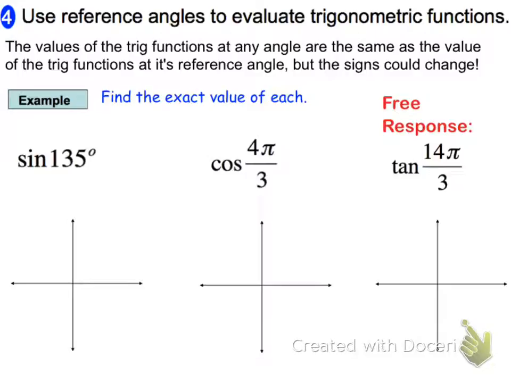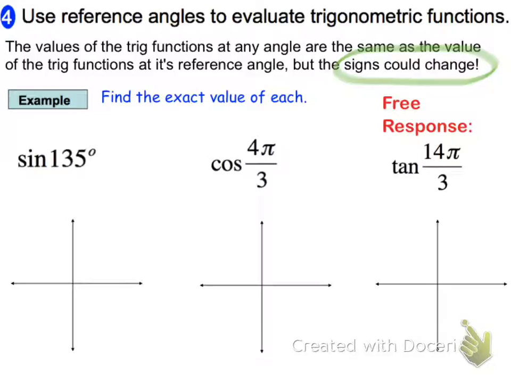Now, at the top it says the values of trig functions at any angle are the same as the value of the functions at its reference angle. But the signs, meaning the positive or negativity, could change. So basically, you can answer any question using the reference angle instead. The only thing you have to think about is should my answer be positive or negative?